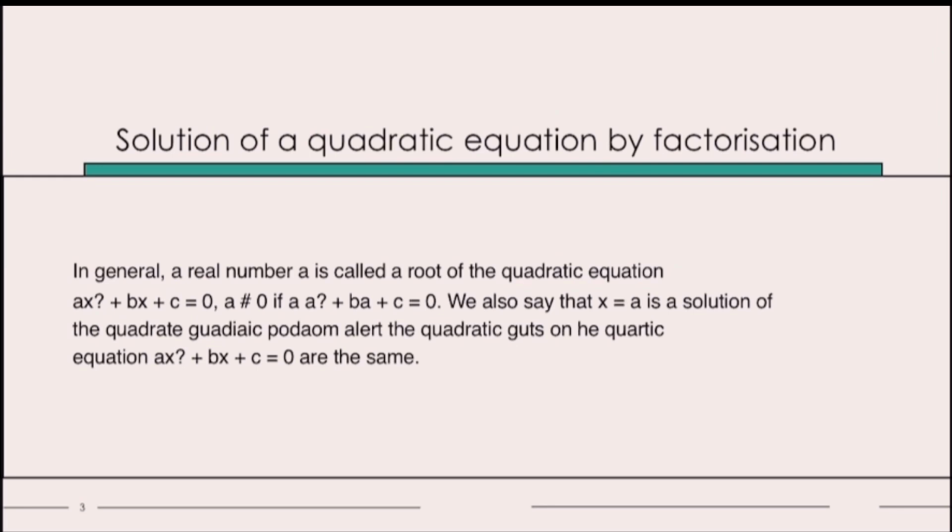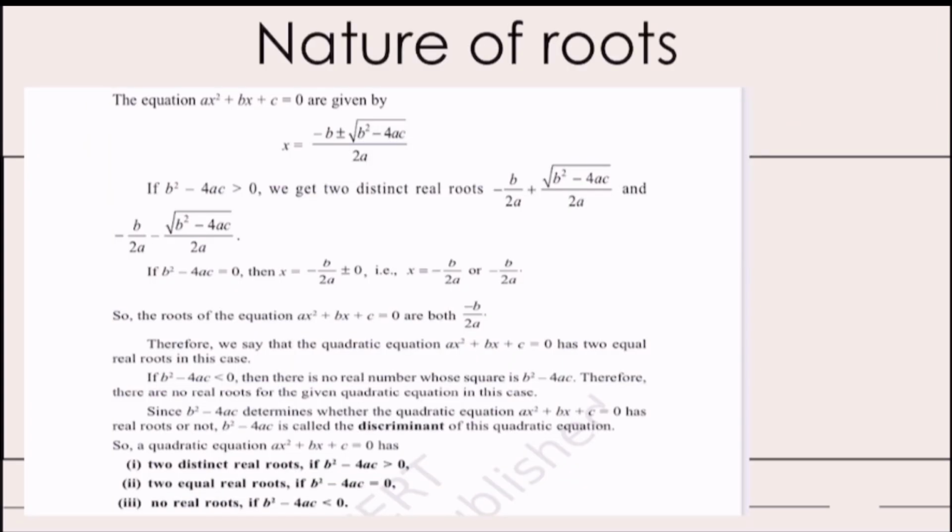Solution of a quadratic equation by factorization method. In general, a real number alpha is called root of the quadratic equation ax squared plus bx plus c, and a is not equal to 0, if a alpha squared plus b alpha plus c is equal to 0. Then we can say x is equal to alpha is the solution of the quadratic equation, and the roots of the quadratic equation ax squared plus bx plus c are the same as the zeros. This chapter is really small because most of the topics are deleted for your exams.